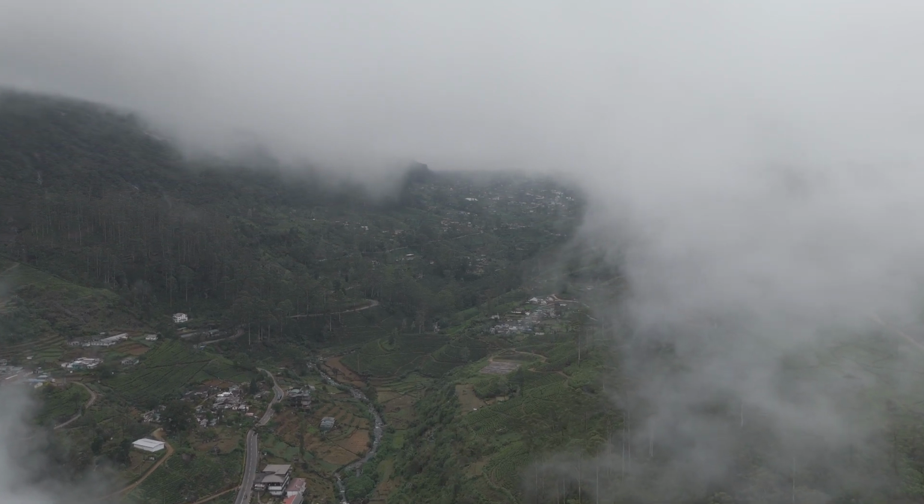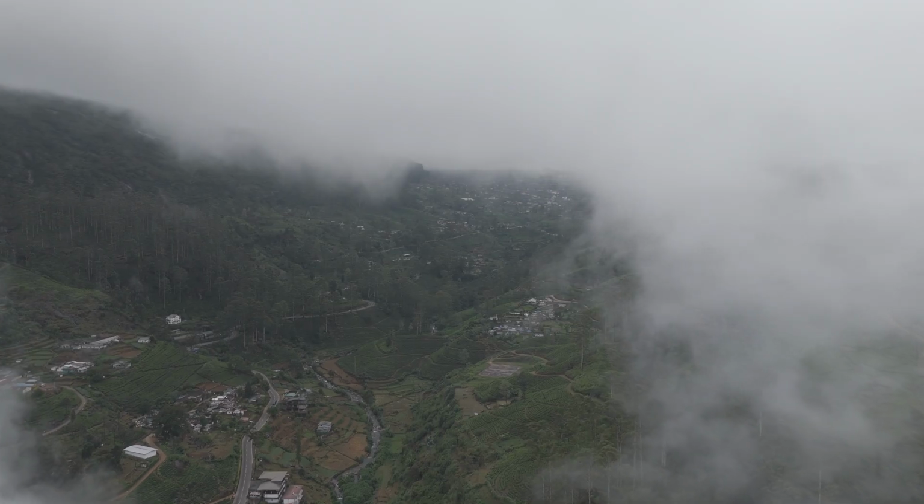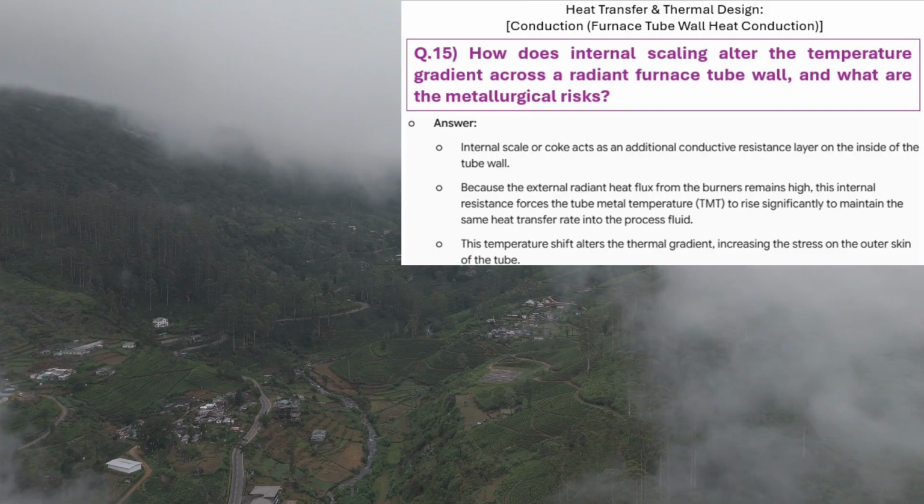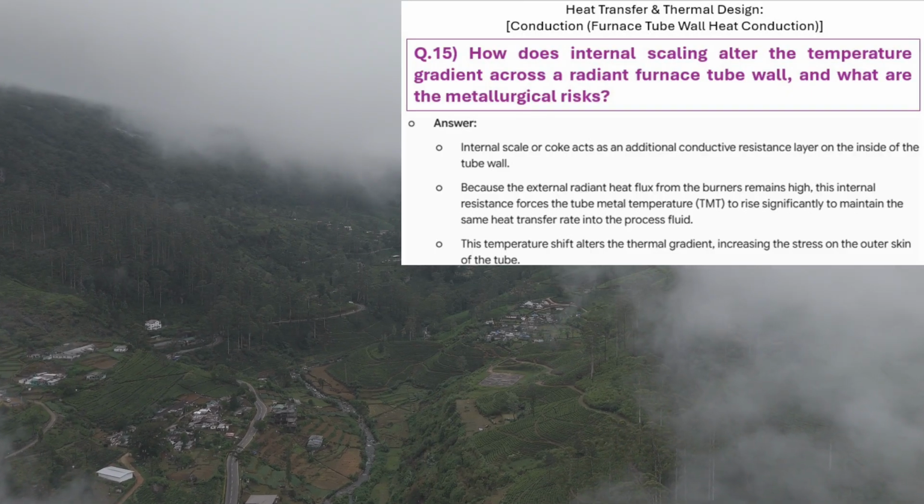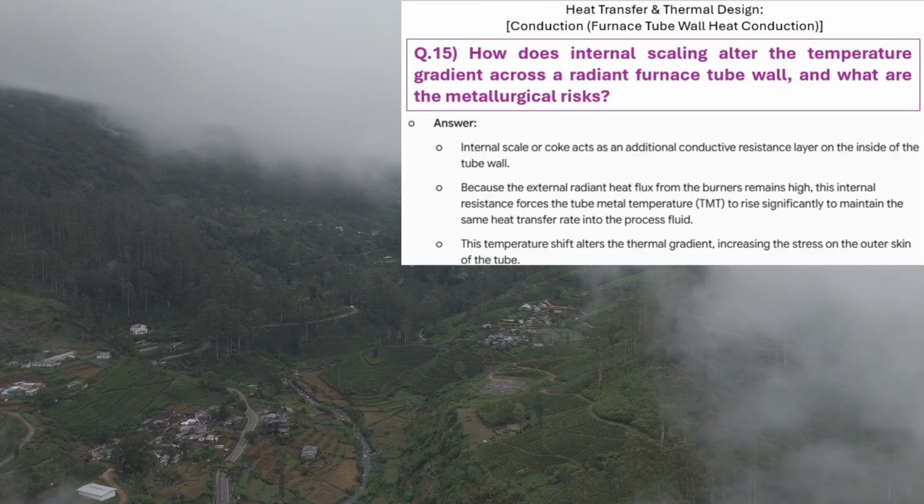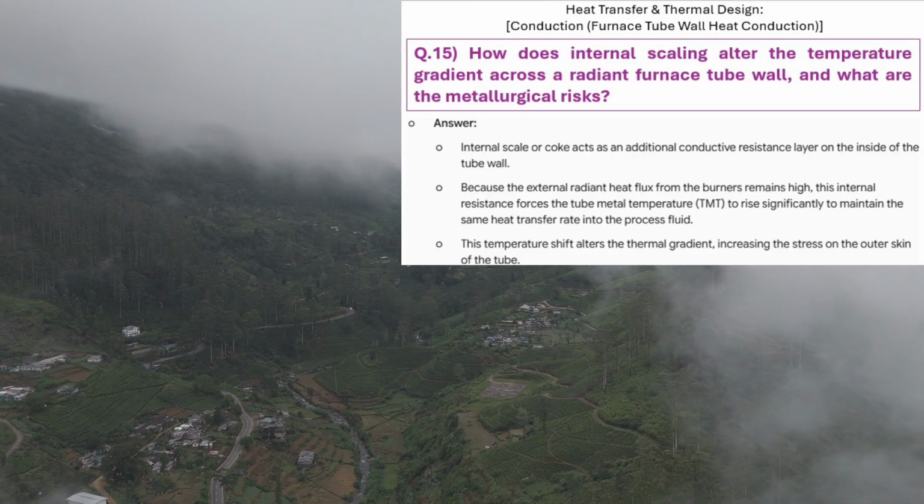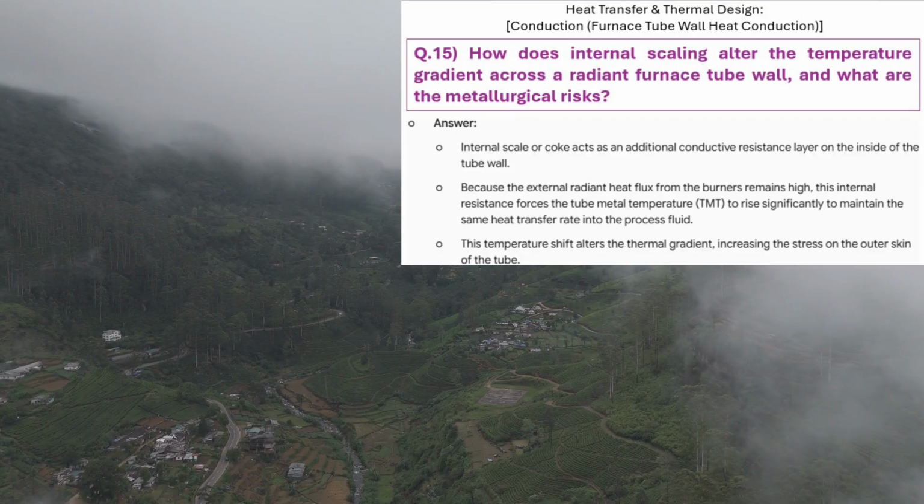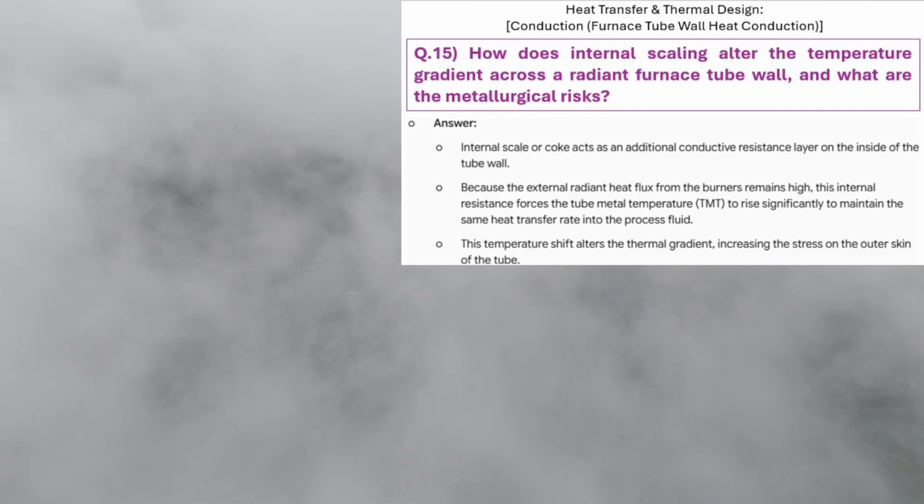Let us move focus to the physical tube wall under thermal stress. Operations notices process duty dropping because tubes are fouling internally with coke. They respond by simply turning up the fuel gas firing rate to maintain outlet temperature. Do you stop them? Absolutely, unequivocally. Internal coke acts as an incredibly dense, solid conductive resistance layer physically bonded to the inside of the tube wall. Acting as a thermal dam.